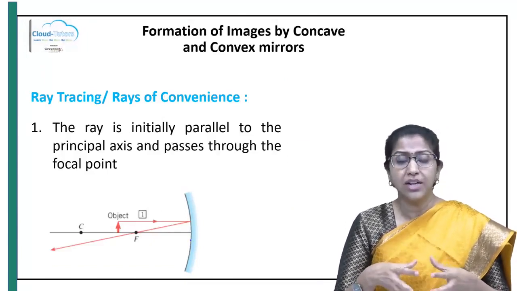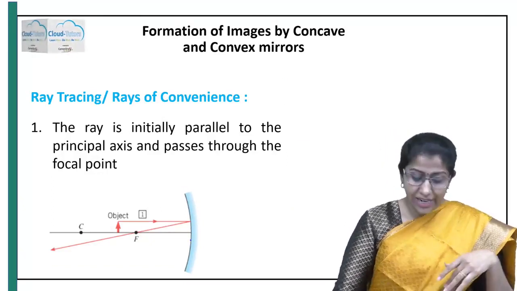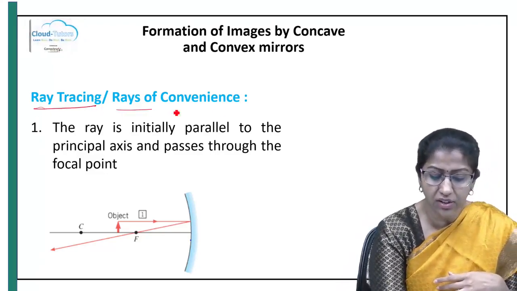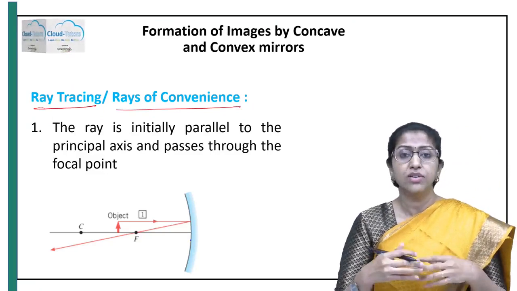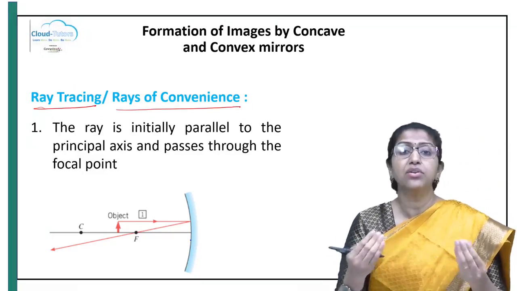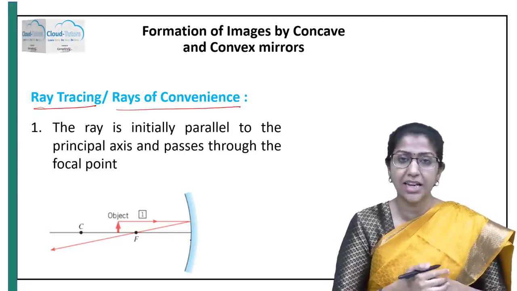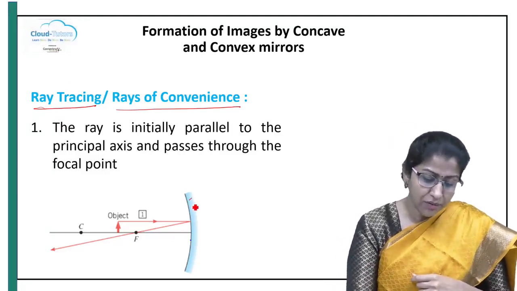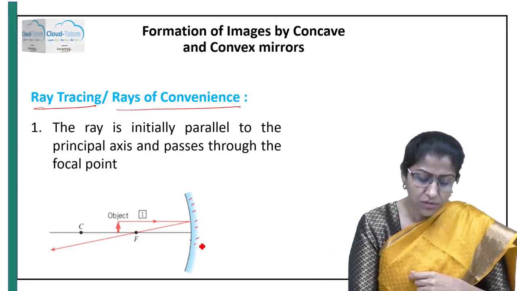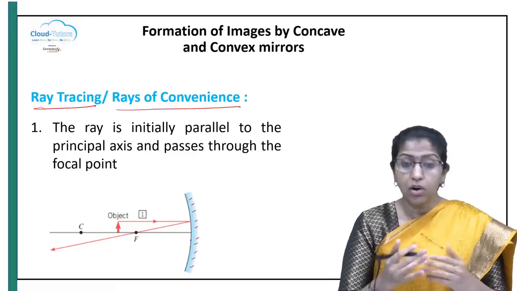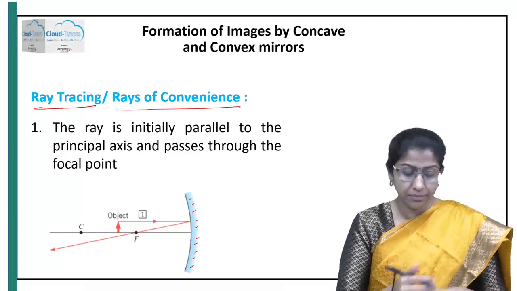So the first one, we call this method as ray tracing. We call this as ray tracing or rays of convenience. So when we have to select the rays for our convenience in order to locate the image, and hence the name here. So the first one, here we have just taken the example of a concave mirror. It is also true for the convex mirror. Absolutely holds good for the convex mirror as well.